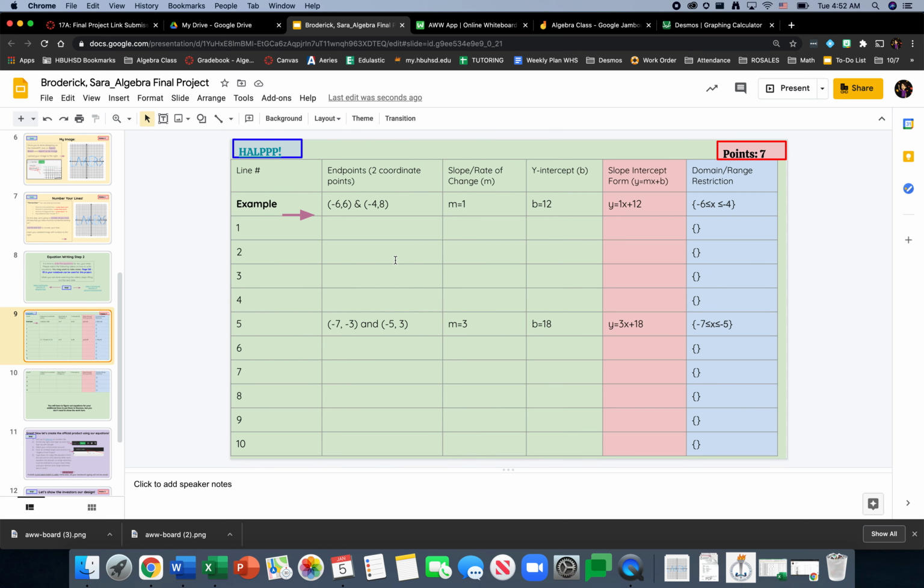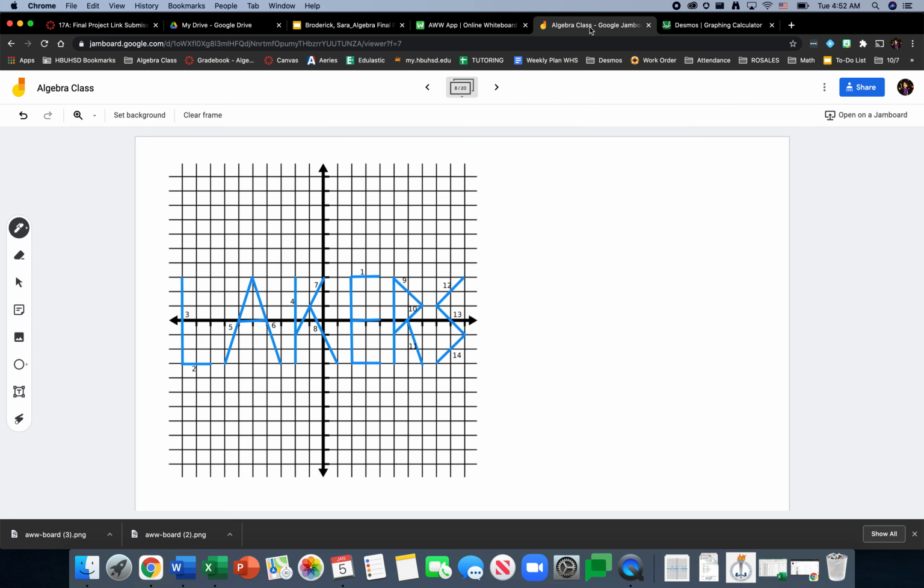fill out this table. Okay, so I'm going to do my letter L here. So I'm going to do my equation for line 2 and 3. So I'm going to start with line 2, which is right here, and it is a horizontal line. Now let's start with the endpoints, right? Because I still have to fill out the same table.